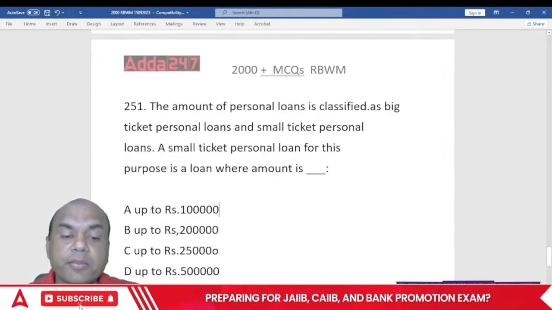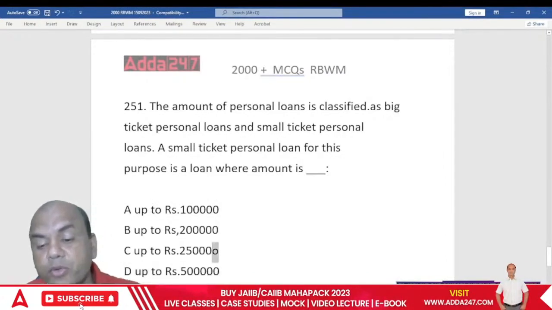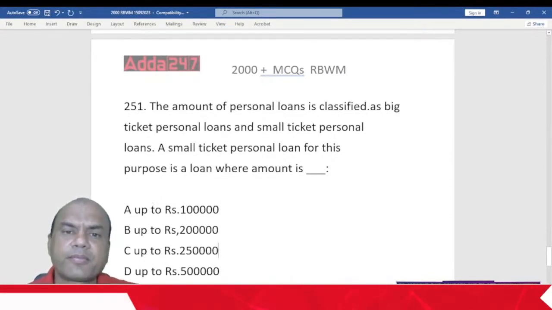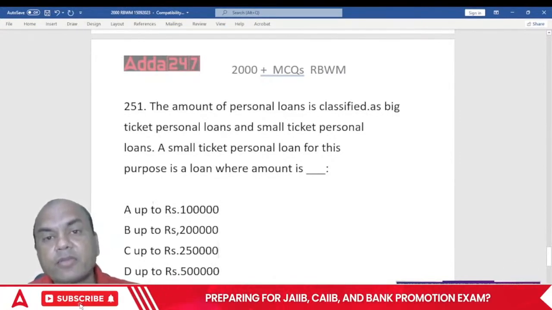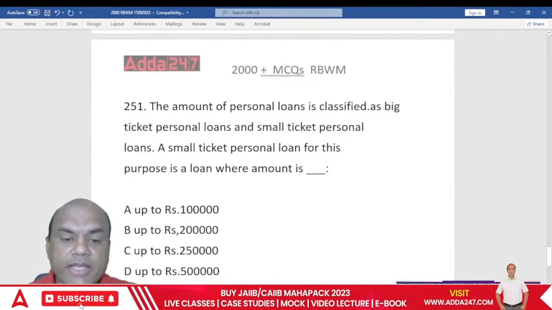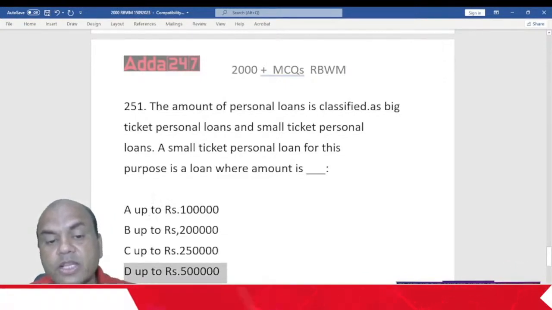STPL is considered up to 5 lakhs. Even STPLs are given up to 10 lakhs by many banks. Now it depends on bank to bank. Some banks have a higher risk appetite, so these banks will have short term small ticket personal loans as high as 5 lakhs also.